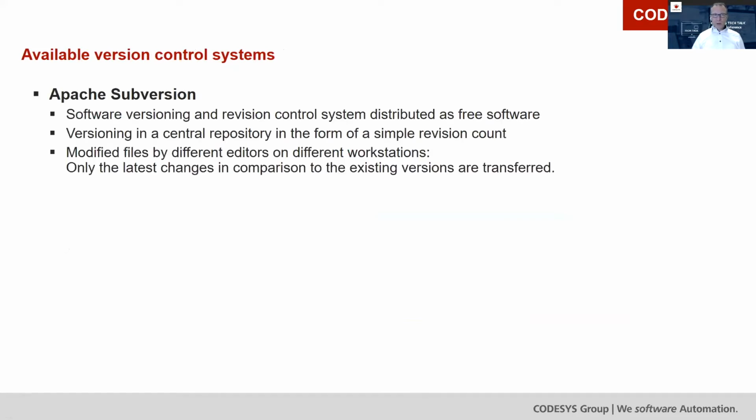Which version control systems are available? I already said Subversion. This is an Apache product. This is a software versioning and version control system, which is distributed as free software. It does the versioning in a central repository, a kind of data storage, in the form of a simple revision count. It modifies the files by different editors and different workstations.